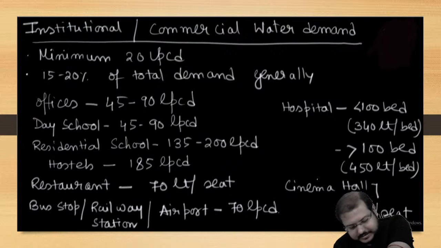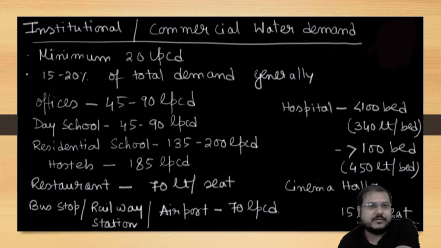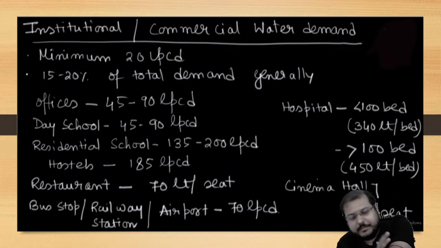Then there is a discussion about institutional or commercial water demand, where certain institutions or commercial places are listed, and the values assigned for them are also listed. You have to remember it. Again I am repeating, you should not expect a question like this for the GATE exam, but for IES prelims and PSU exams this segment is very important. You can expect one or more questions from this segment.